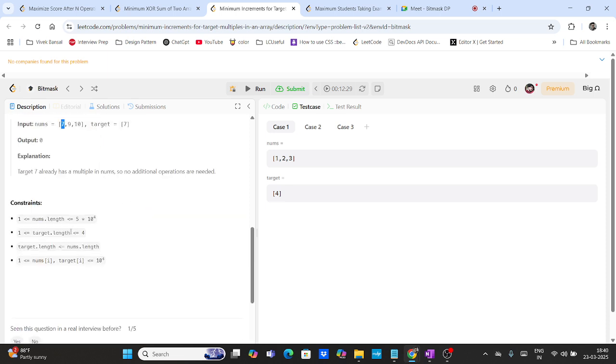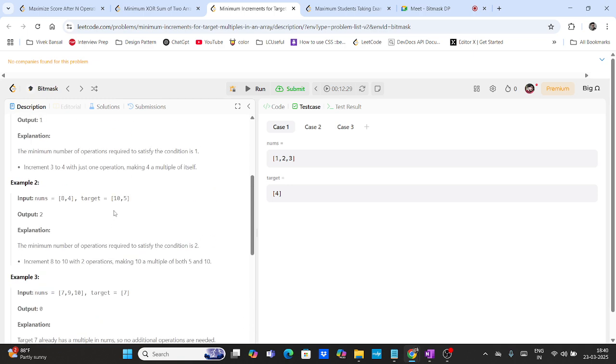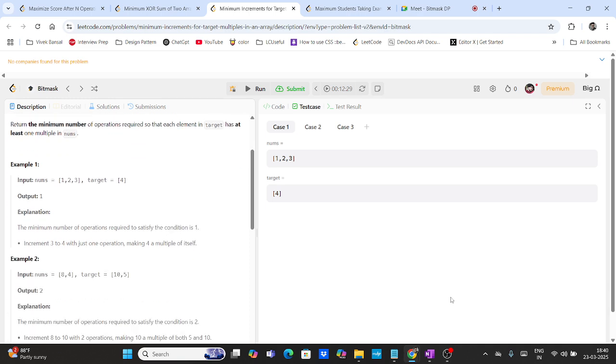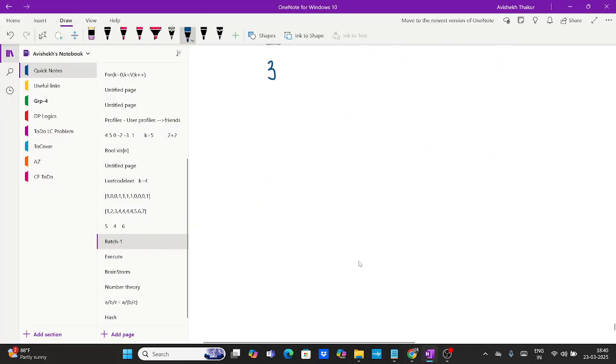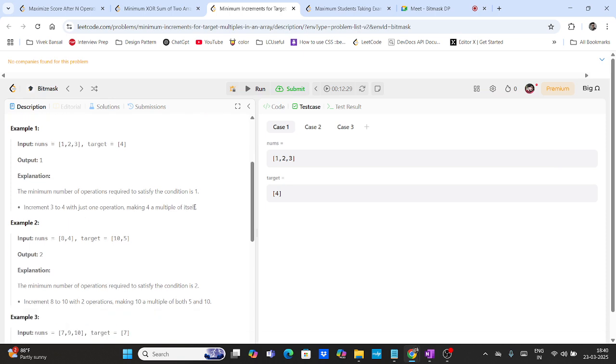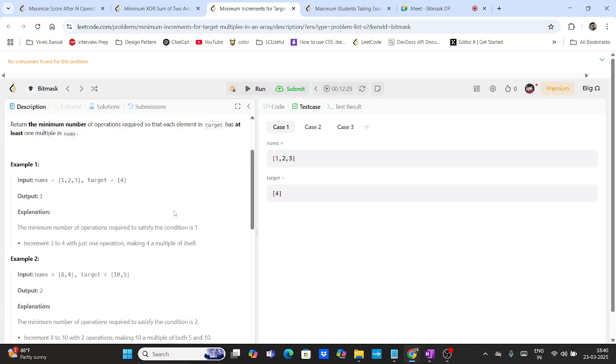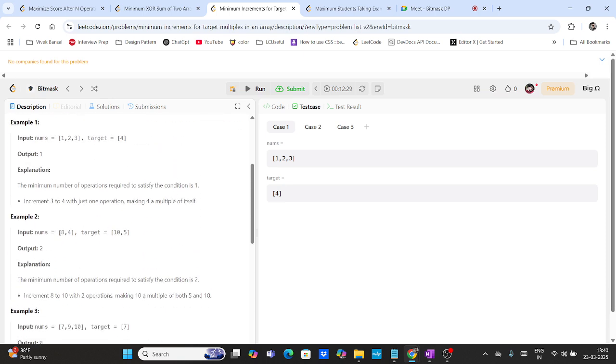As soon as you see the constraints, 4, right? So 4 means, can we use bitmask? Yes, it's an option for us. So let's see how we can solve this question. It is a little tricky, but let me see how I can explain it in a better way. I need a good example. That's the problem.